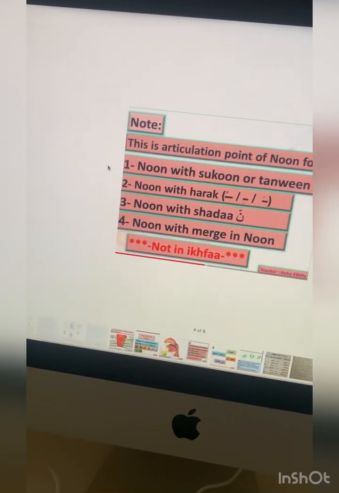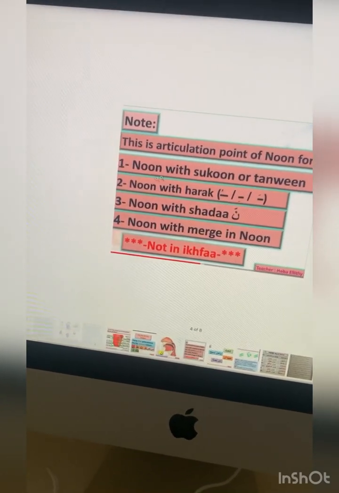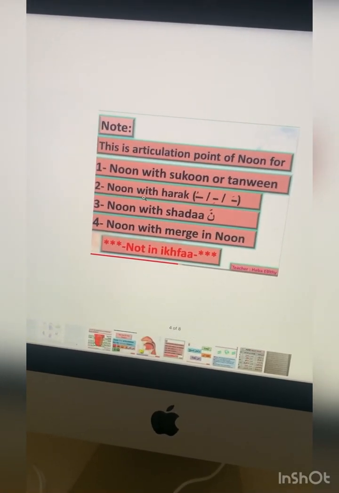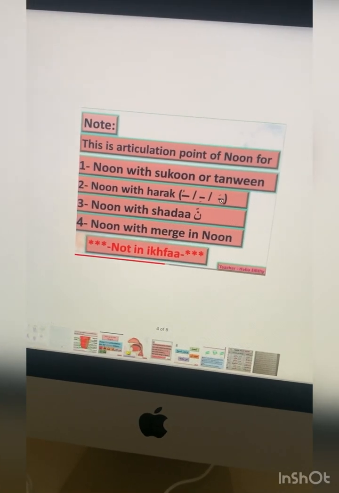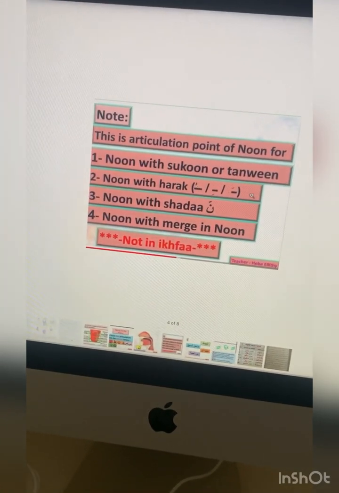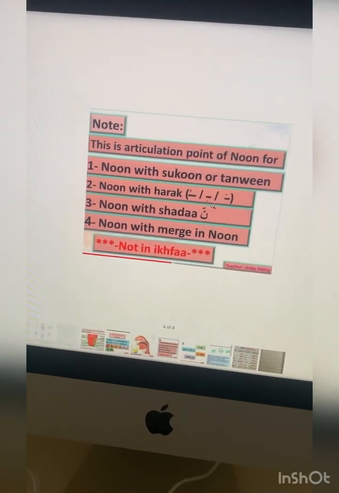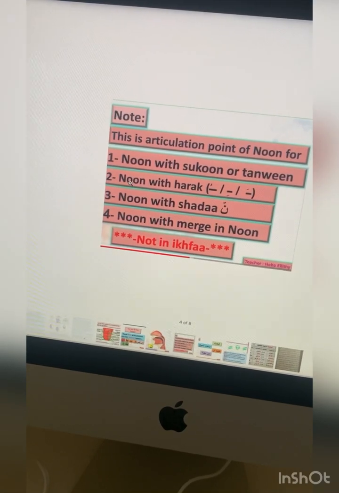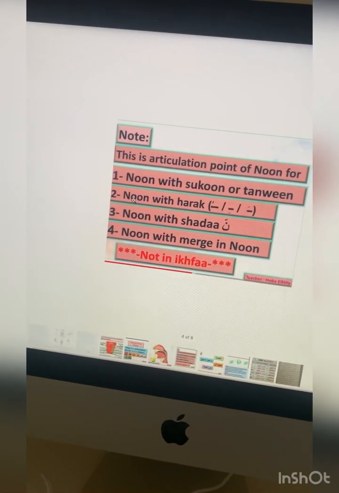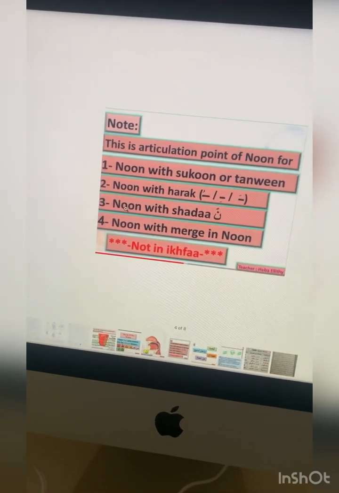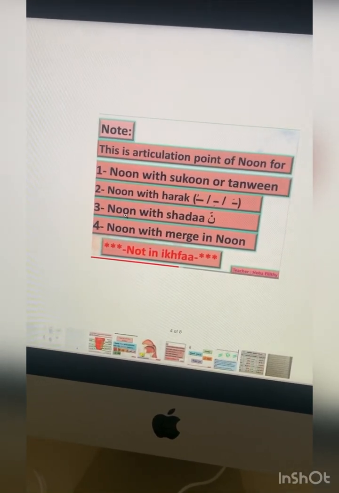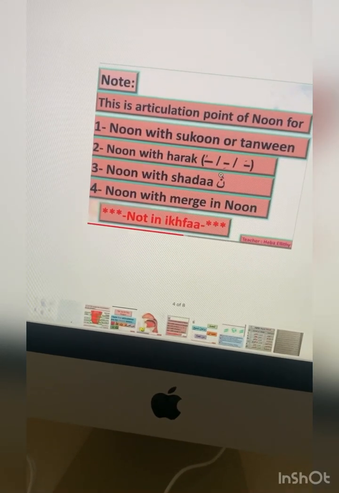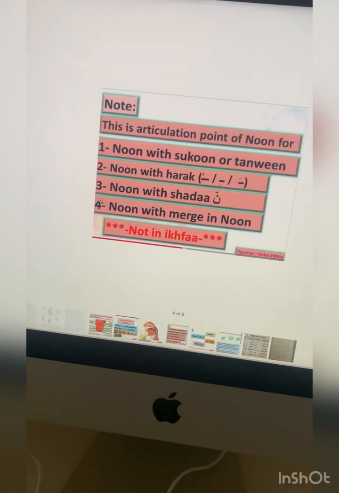It is the case for Noon holding sukoon and Noon tanween that is not being staggered, and also for Noon with haraka. What type of haraka are we talking about? Fatha, kasra, and dhamma. When you see any Noon holding fatha, kasra, or dhamma, you have to do the same process: the tip of the tongue reaches the gum just above your upper front teeth. The third one: when you see any Noon holding shadda, you have to do the same process.